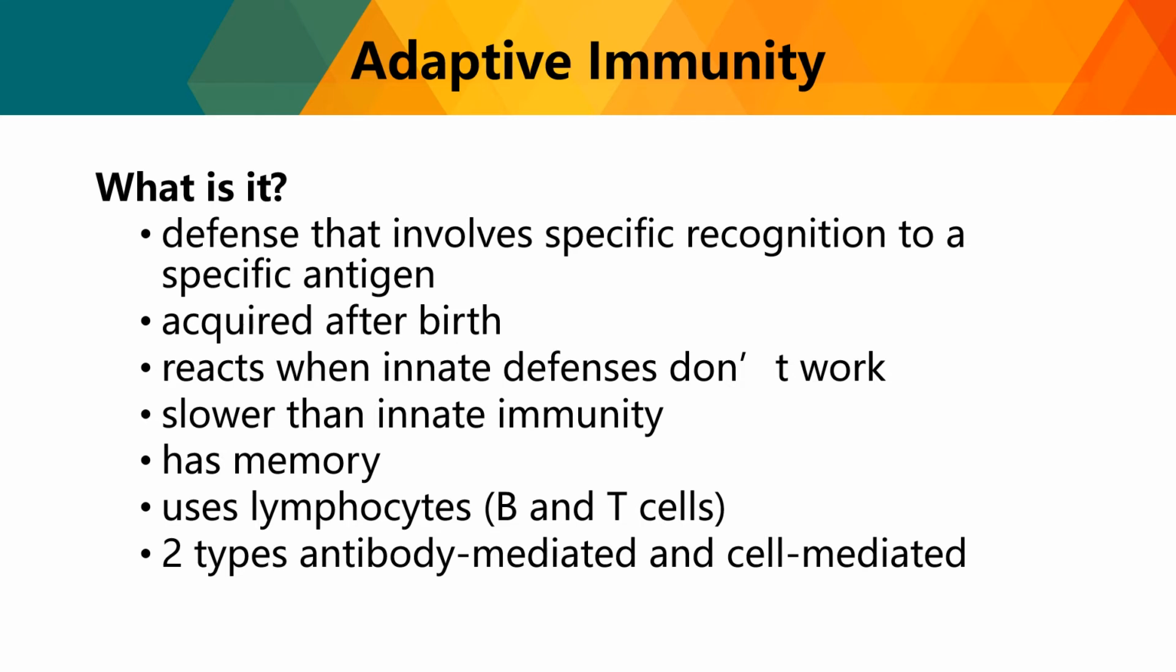So next is the adaptive immunity. The adaptive immunity is a defense that involves specific recognition of a specific antigen. This is acquired after birth, and it reacts when innate defenses don't work, and it is slower than the innate immunity. It has a memory and uses B and T lymphocytes and two types of responses, antibody-mediated and cell-mediated.